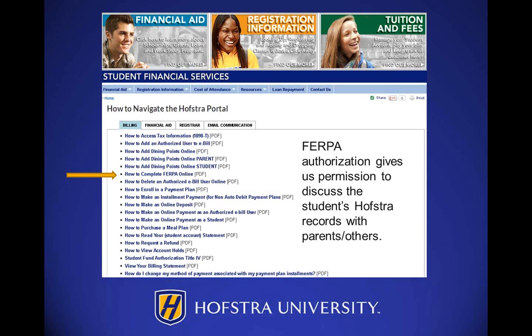One important process the student should complete right away is the FERPA authorization. Once the student enrolls, they are protected by the Federal Education Right to Privacy Act, which means they need to give us permission to continue to discuss their student Hofstra records with parents or other people.